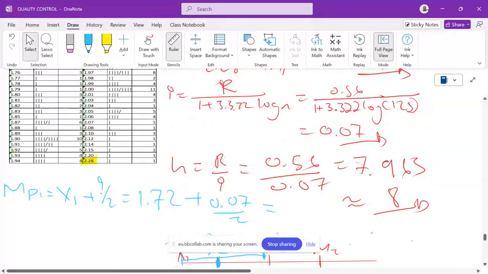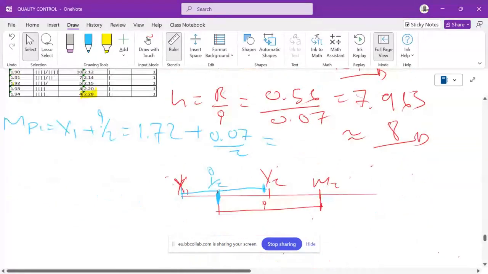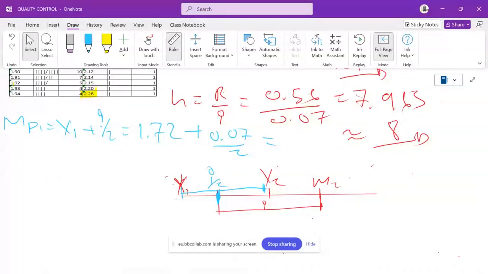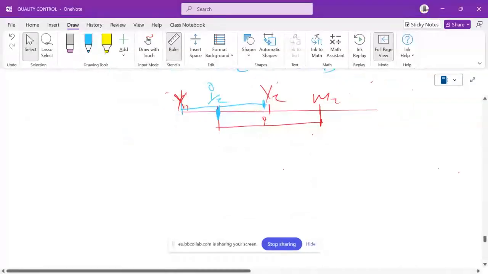1.72 plus 0.07, divided by 2. Then, taking two decimal numbers, we are left with 1.75. That's our first midpoint. So now we go to the tables.